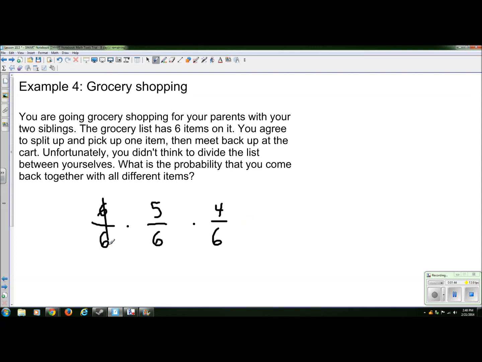6 out of 6 is 1, I don't really need that. 1 times 5/6 times 4/6, that's 20/36ths, which is equal to 5 out of 9.